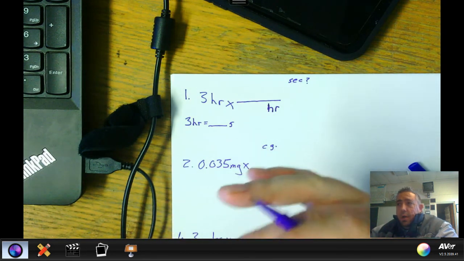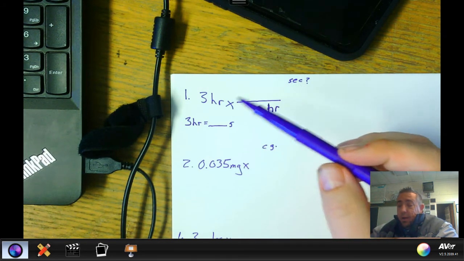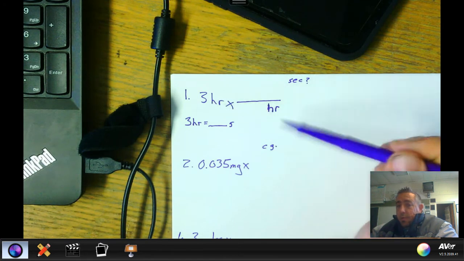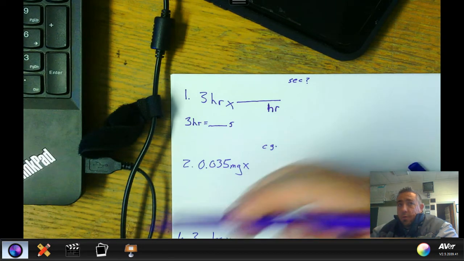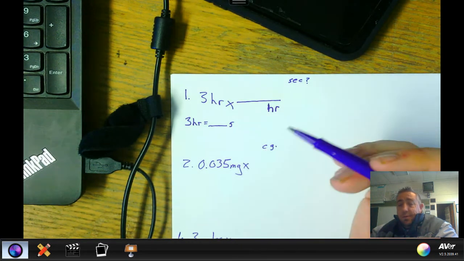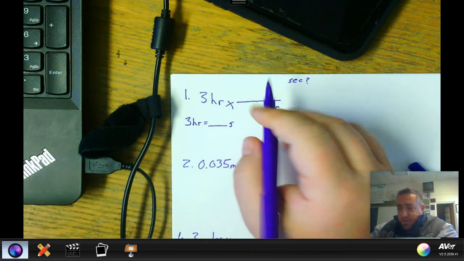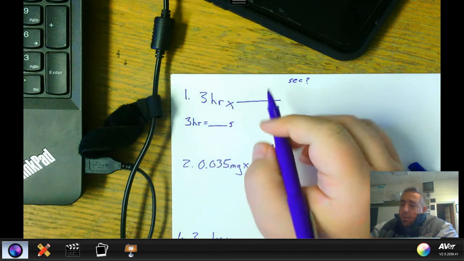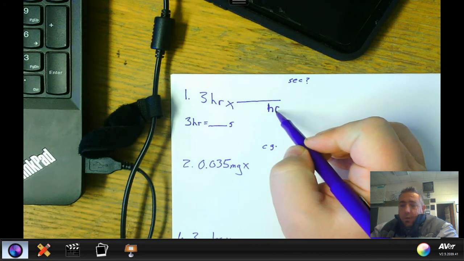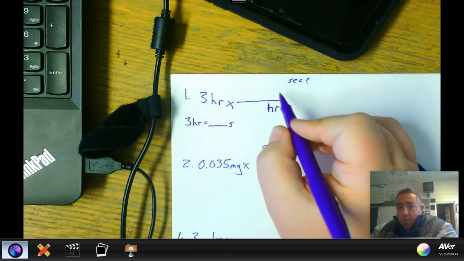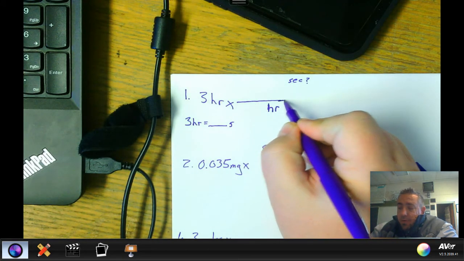Basically, you're doing 2 different math problems in one. You're calculating numbers, and then you are converting units. So you're doing 2 things at once, and this system helps you to do both of those and keep track of it. With the first one, we have again 3 hours, and it wants to know how many seconds are there in 3 hours. Again, we know that in our heads already, but this shows a way.